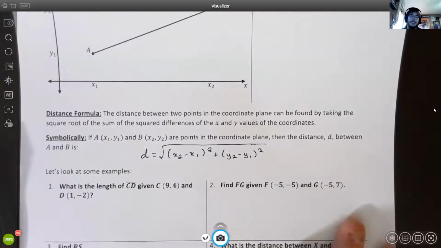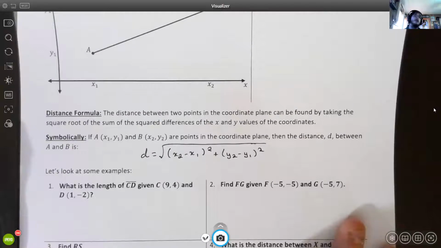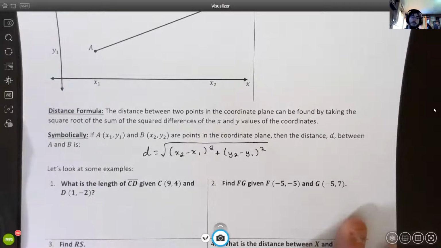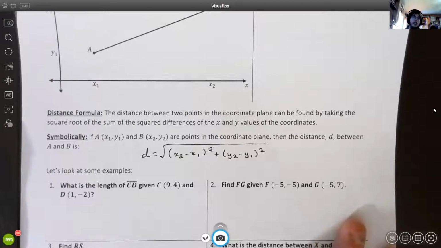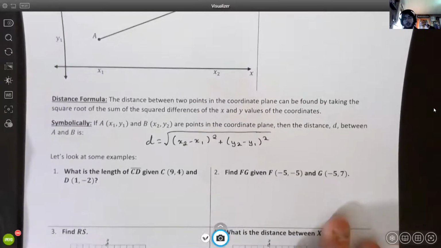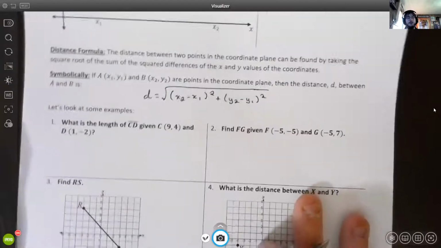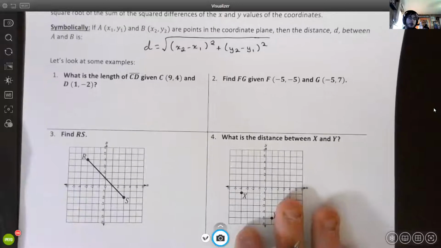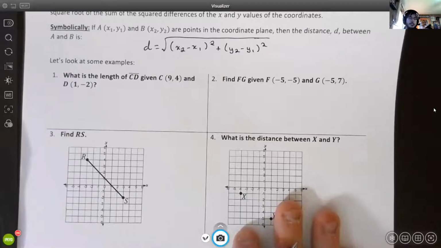If you're interested in seeing the distance formula derived, you can always look up a video for that. But I want to focus more on the formula and how to use it. So let's look at some examples. We're going to do 1 and 3 together, and then you can do 2 and 4 on your own. So number 1, it says, what is the length of CD given C (9, 4) and D (1, -2)?